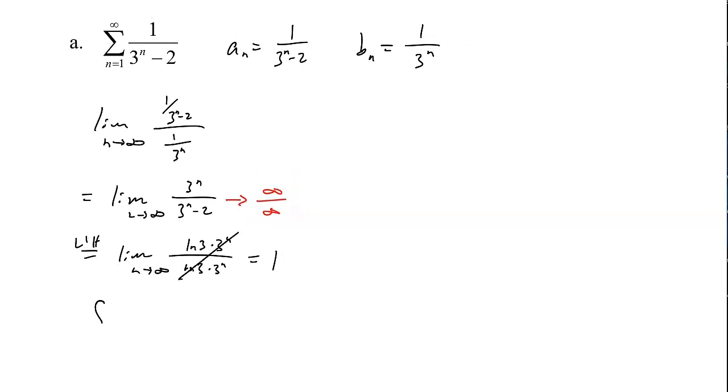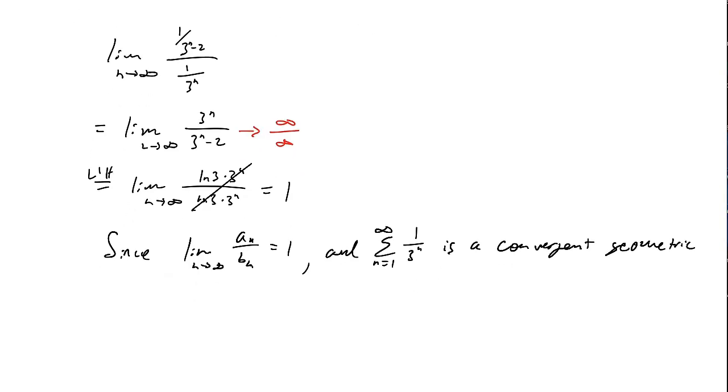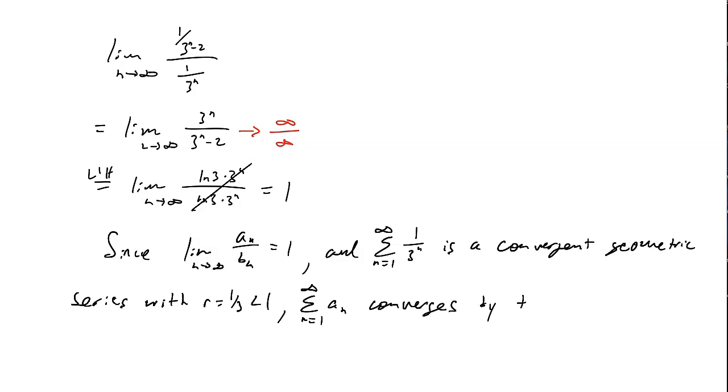So all I'm going to say is since the limit as n approaches infinity of a sub n over b sub n equals 1, and I knew the series I compared it to, 1 over 3 to the n, is a convergent geometric series with r equals 1/3, and it's convergent because it's less than 1, that means that the one that I actually wanted to know about, a sub n, converges by the limit comparison test.